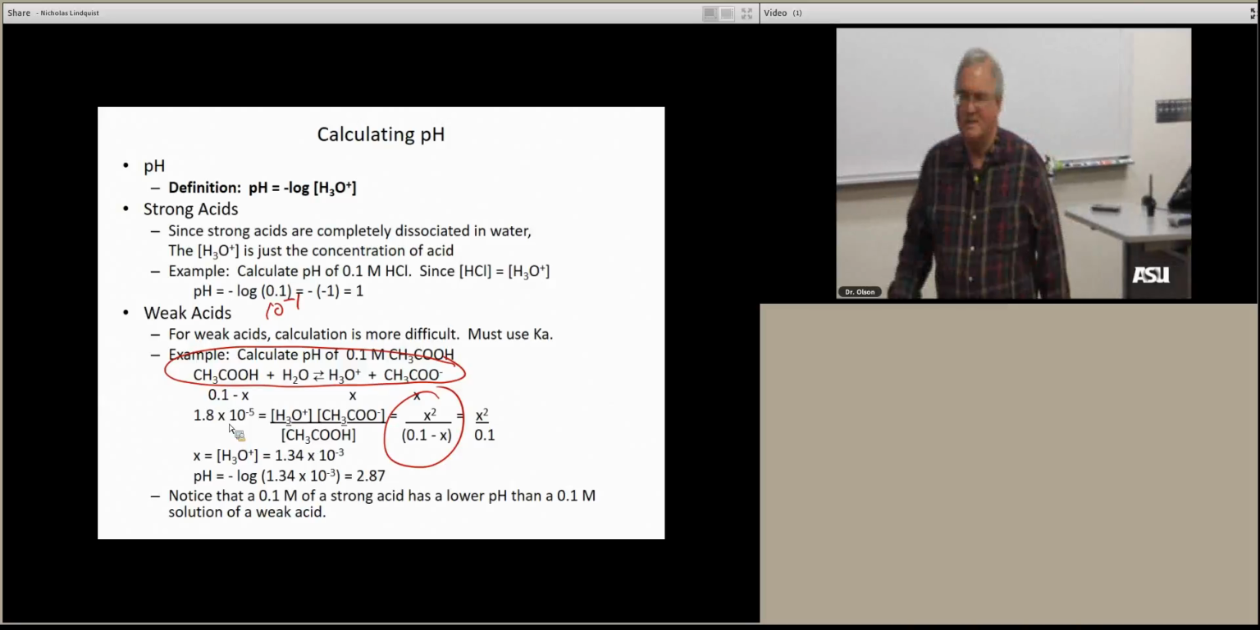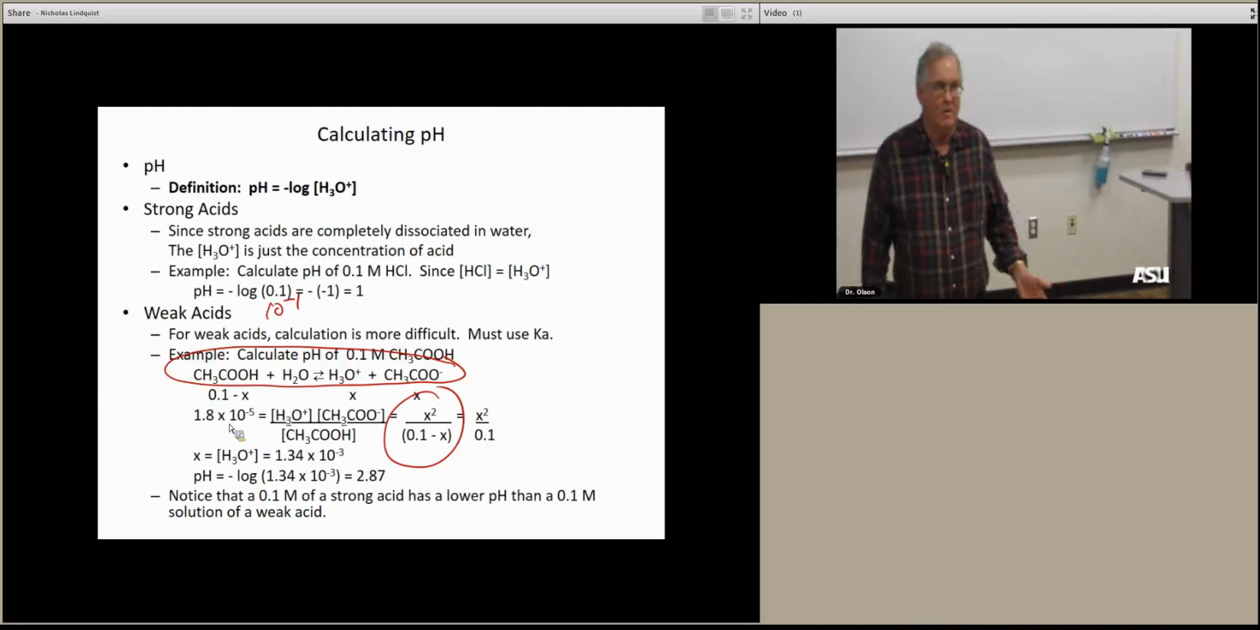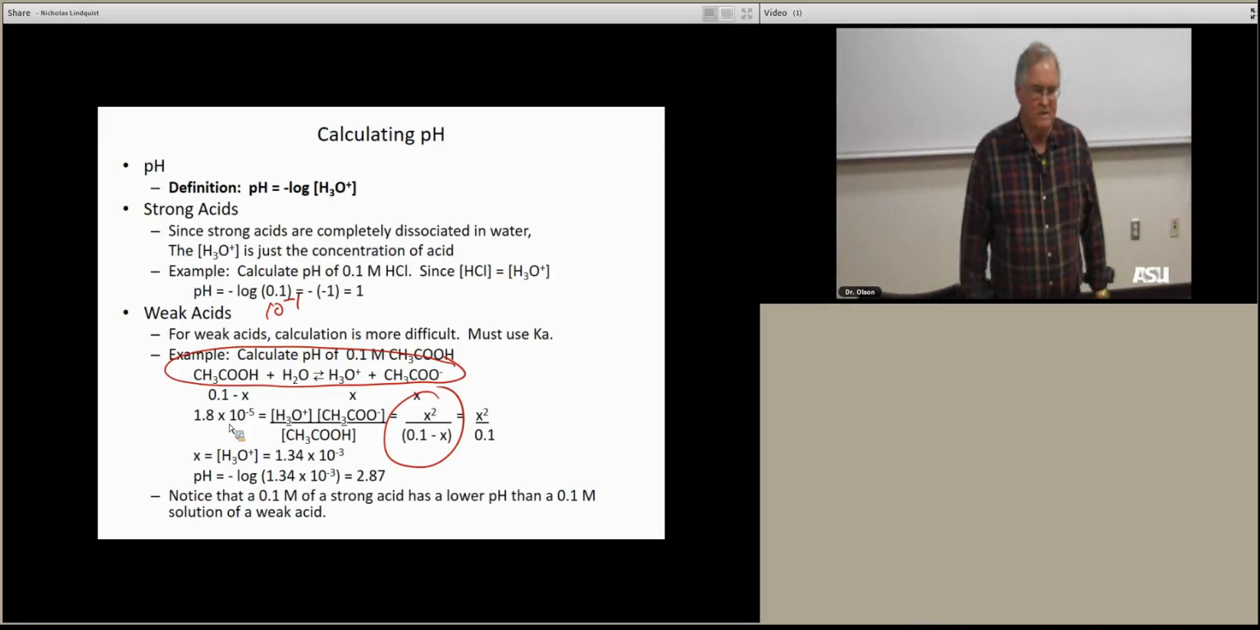So the point is, if you're dealing with weak acids which have Ka's about 10 to the minus 5 or lower, you don't have to use a quadratic equation. If it's a stronger acid than about 10 to the minus 5, then to get a more accurate answer, you need to use a quadratic equation. Make sense?